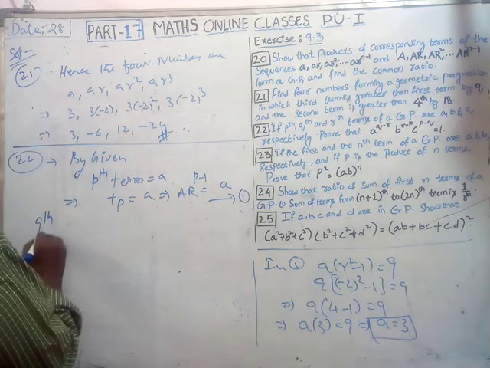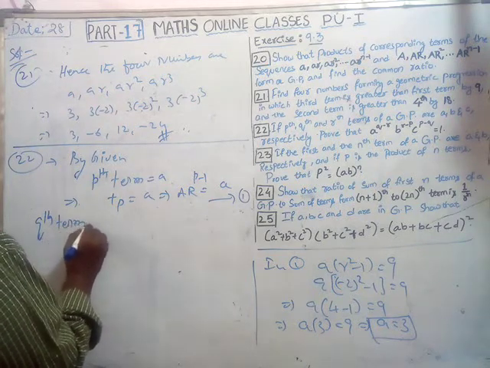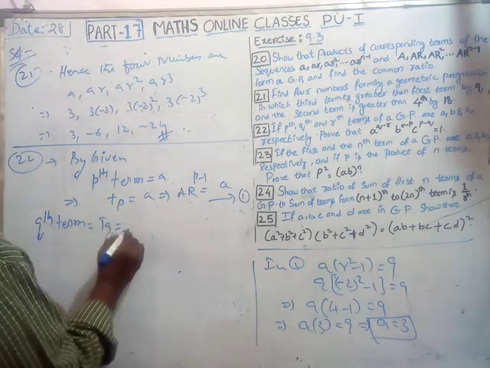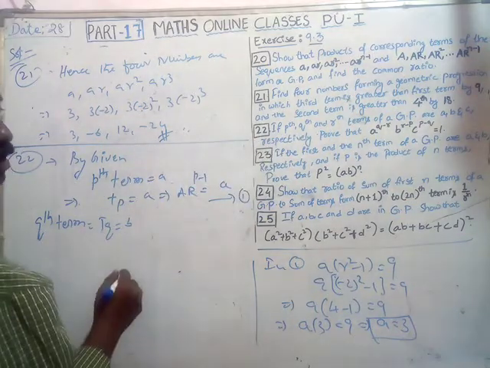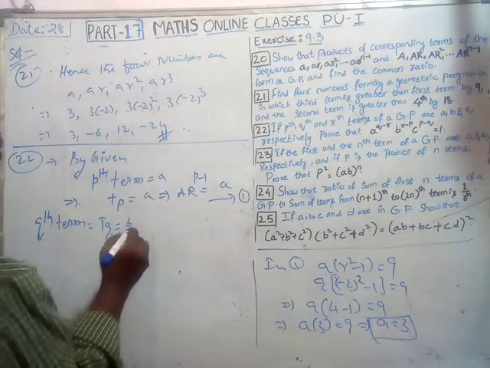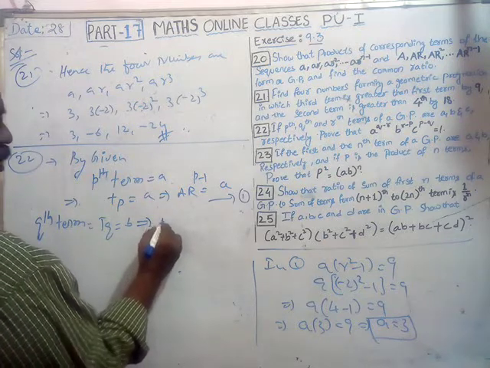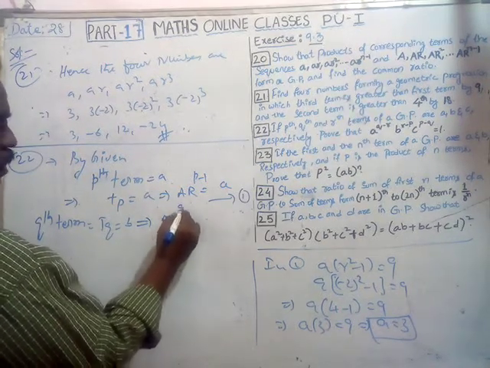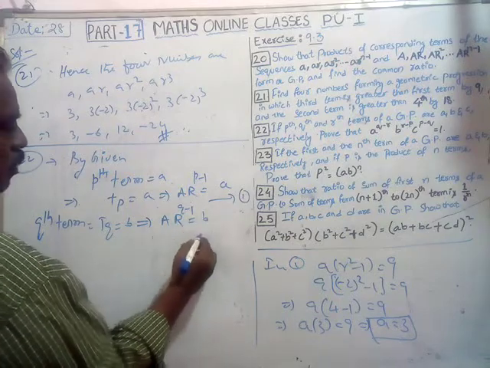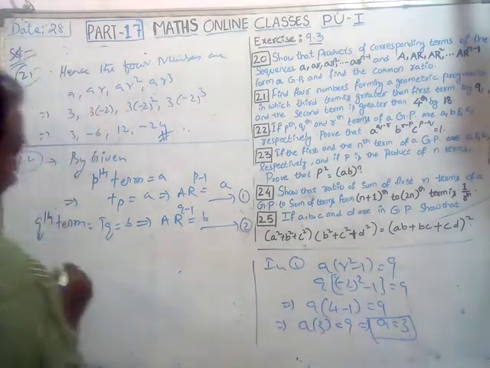Qth term, that is TQ is equal to B. It is given, TQ is equal to B. That implies, what is TQ? Capital A R power Q minus 1 is equal to B. So it is a number 2.